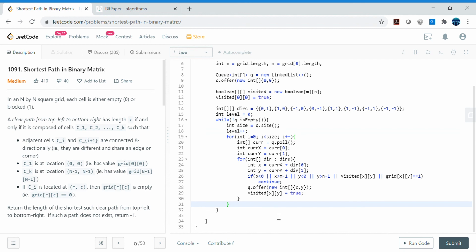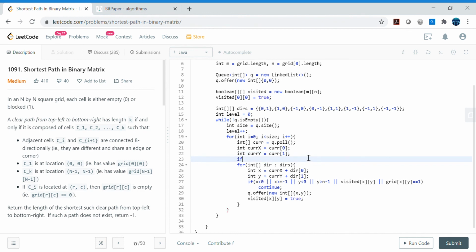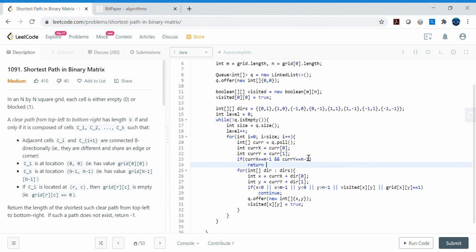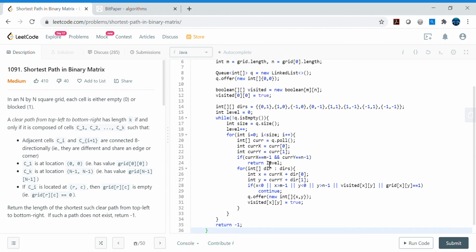All right. So once we increment this, we then need to check if it reached the end or not. So if current x equals m minus 1 and current y equals n minus 1, then go ahead and return label, right? Otherwise, what we are going to do here, we are going to return -1. So if somehow it did not reach the end coordinates in this BFS traversal, then we are going ahead and returning -1 in the end.